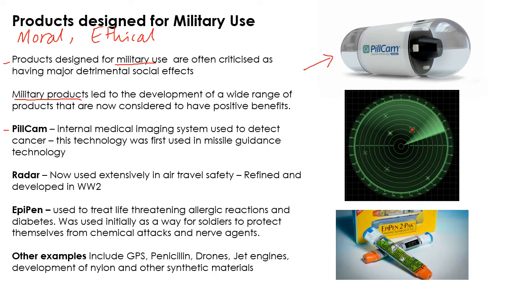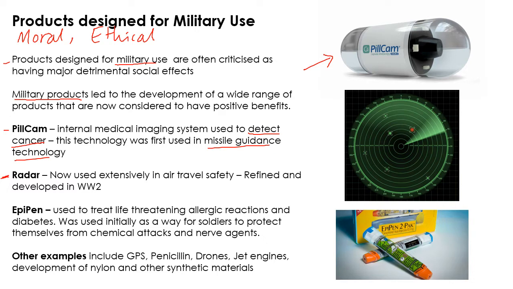This thing here called the pill cam is actually something that you swallow. It's not as big as that, so that's not to scale. It's a lot smaller, but there's a little camera in there that internally takes pictures as it travels throughout your body, and it can be used to detect the early signs of cancer. This technology was first used in missile guidance technology. So you can see that the development of that technology, although morally wrong at first, potentially, is now being used in a product that could be saving a lot of people's lives.